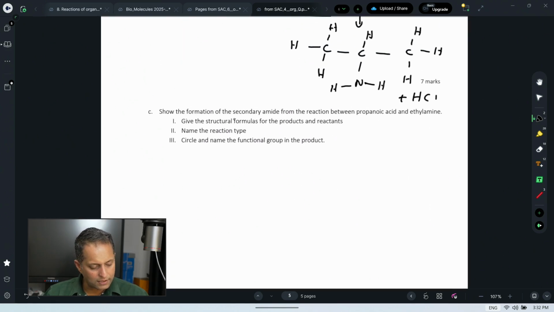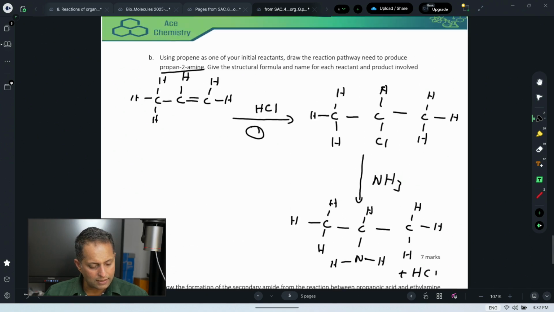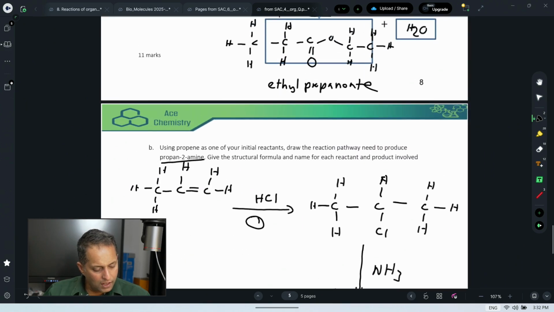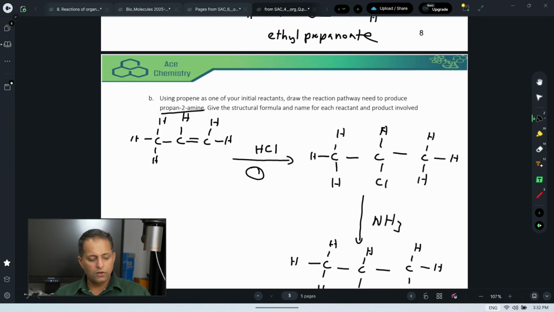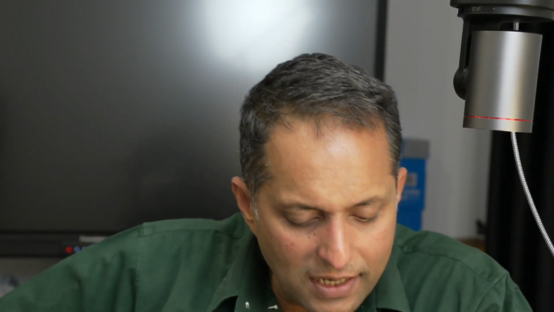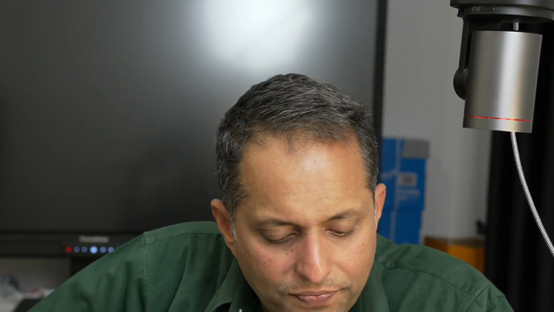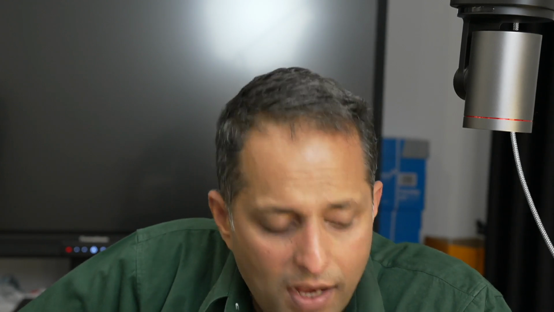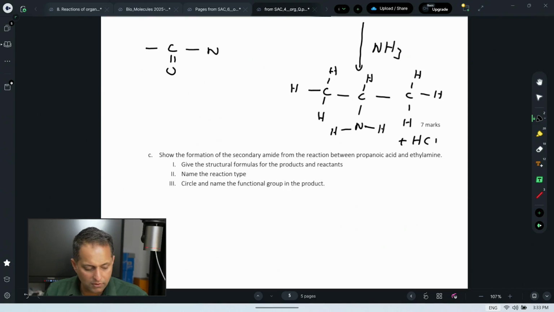Show the formation of the secondary amide. Oh, there's another one. Reaction and products involved. Okay, we've done that. Let's go to the last part. I like that because they want us to make a secondary amide. Do you know what a secondary amide is? This is the amide functional group, C double bond O, N.